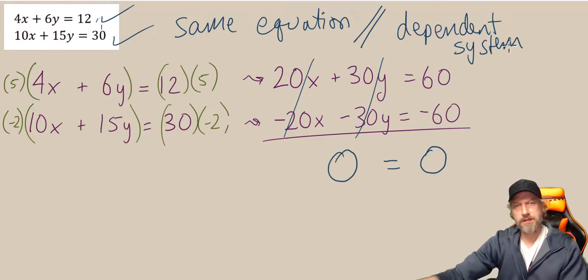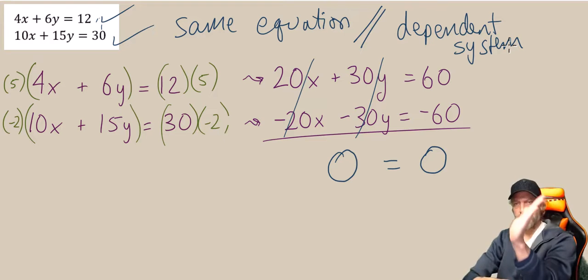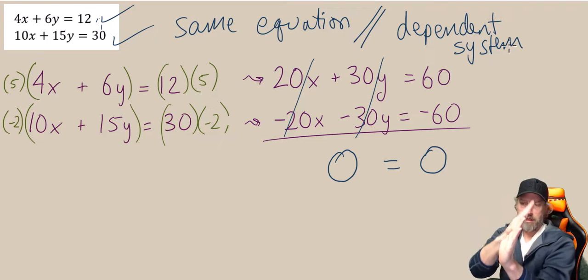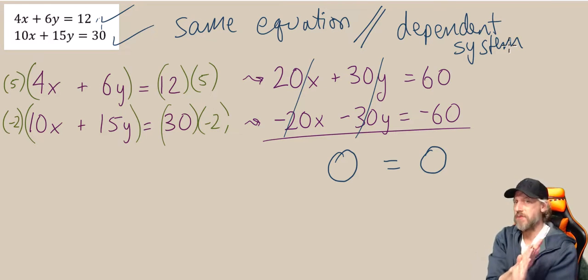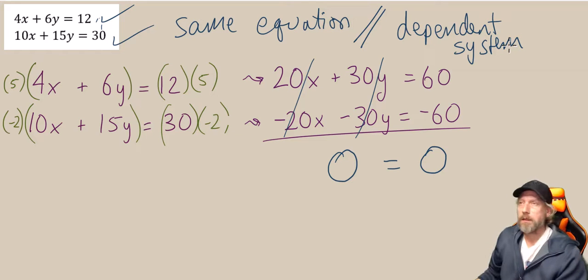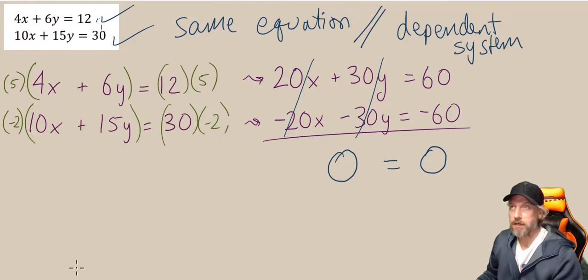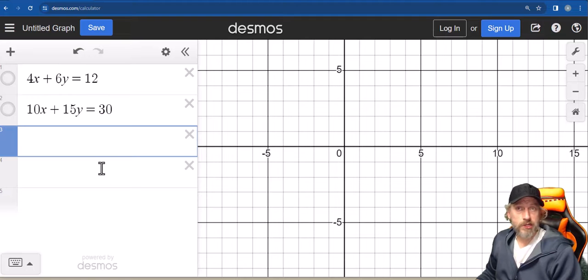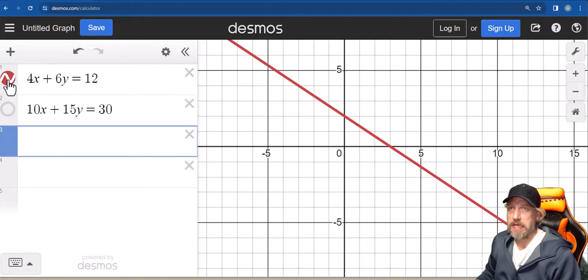What does that mean in terms of the lines? If it works for this, it's guaranteed to work for the other line. They must actually be the same line. So let's do a quick Desmos check and confirm that. I've got both equations typed in. Let's first look at the graph for 4x plus 6y equals 12. There it is. And our graph for the second equation is right on top of it. It is the same equation. They make the same line.